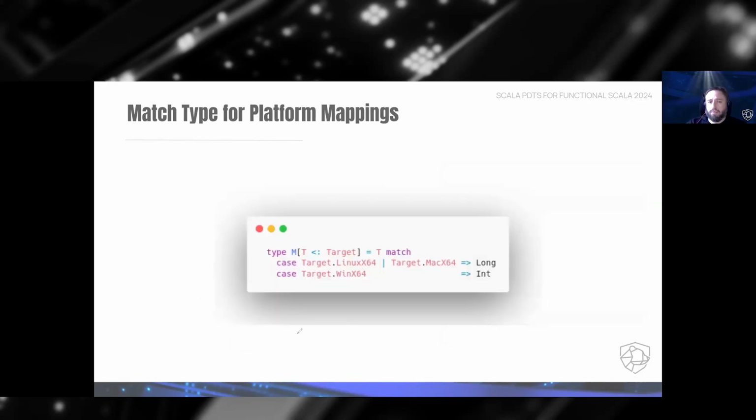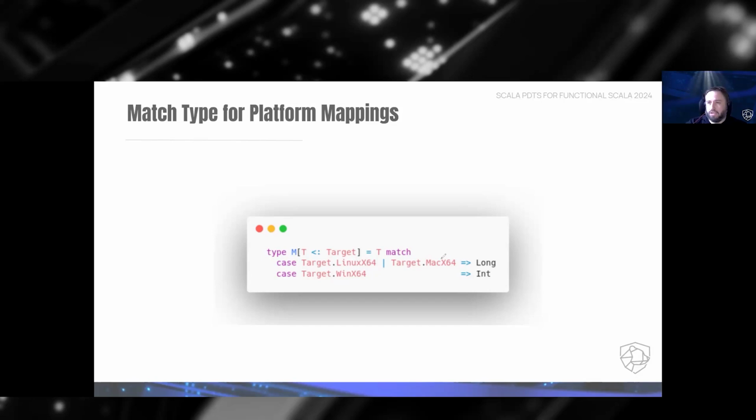So for mapping for C's long type, you would write a type like this, where you write a type M that takes a type T, which is a subtype of Target, and we match on that T to see if it's either Linux x64 or Mac x64, and if it's one of those, the type backing the platform dependent type is a Long. Otherwise, the type backing the platform dependent type isn't. Using this type mapping, we know what we need to fill in the platform dependent type.